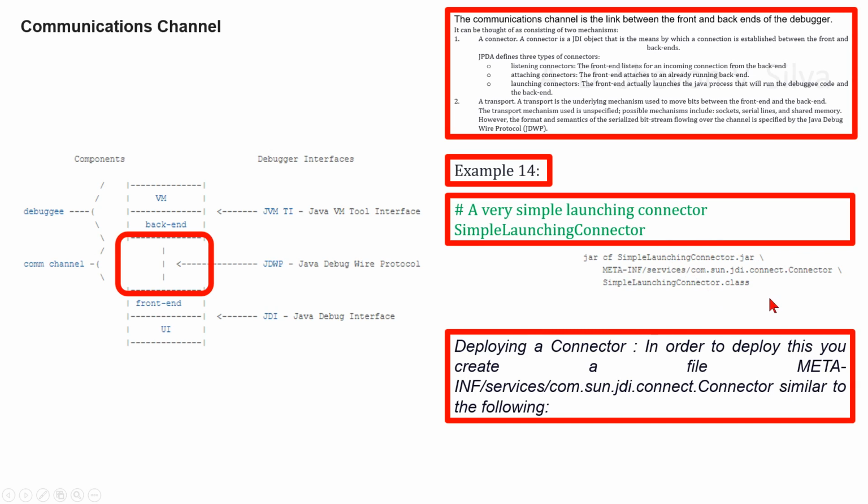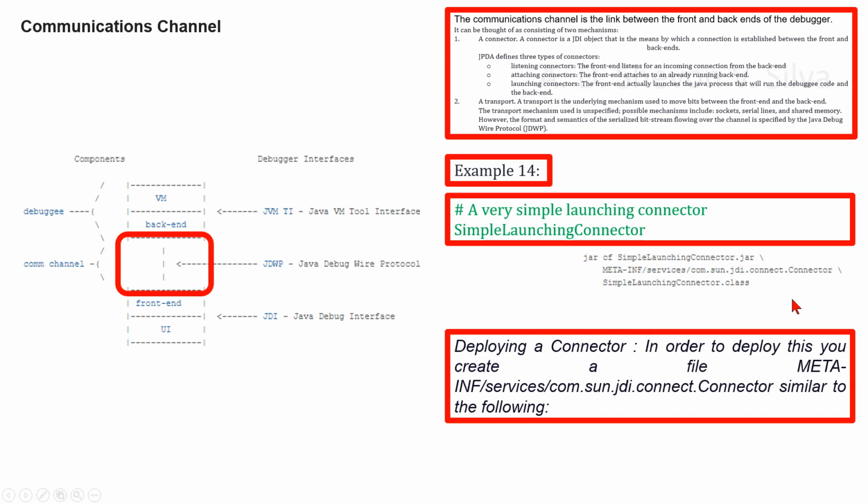Suppose you wish to deploy a launching connector named SimpleLaunchingConnector. In order to deploy this, you create a file META-INF/services/com.sun.jdi.connect.Connector, similar to the following. This service configuration file is then packed into a jar file along with the classes that comprise the implementation of the connector. The jar file is then copied into a location that is visible to the system class loader.